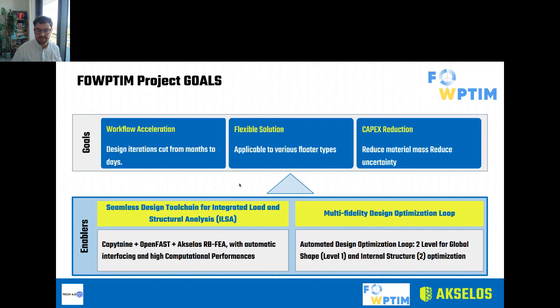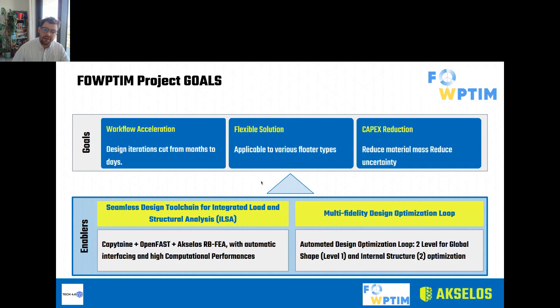We want a solution that can be applied to all floater types. And then in terms of outcomes, we want our solution to provide real CapEx reductions by reducing the mass of these floating offshore foundations. And we aim to do this by implementing and using automated design optimization in a smart way.